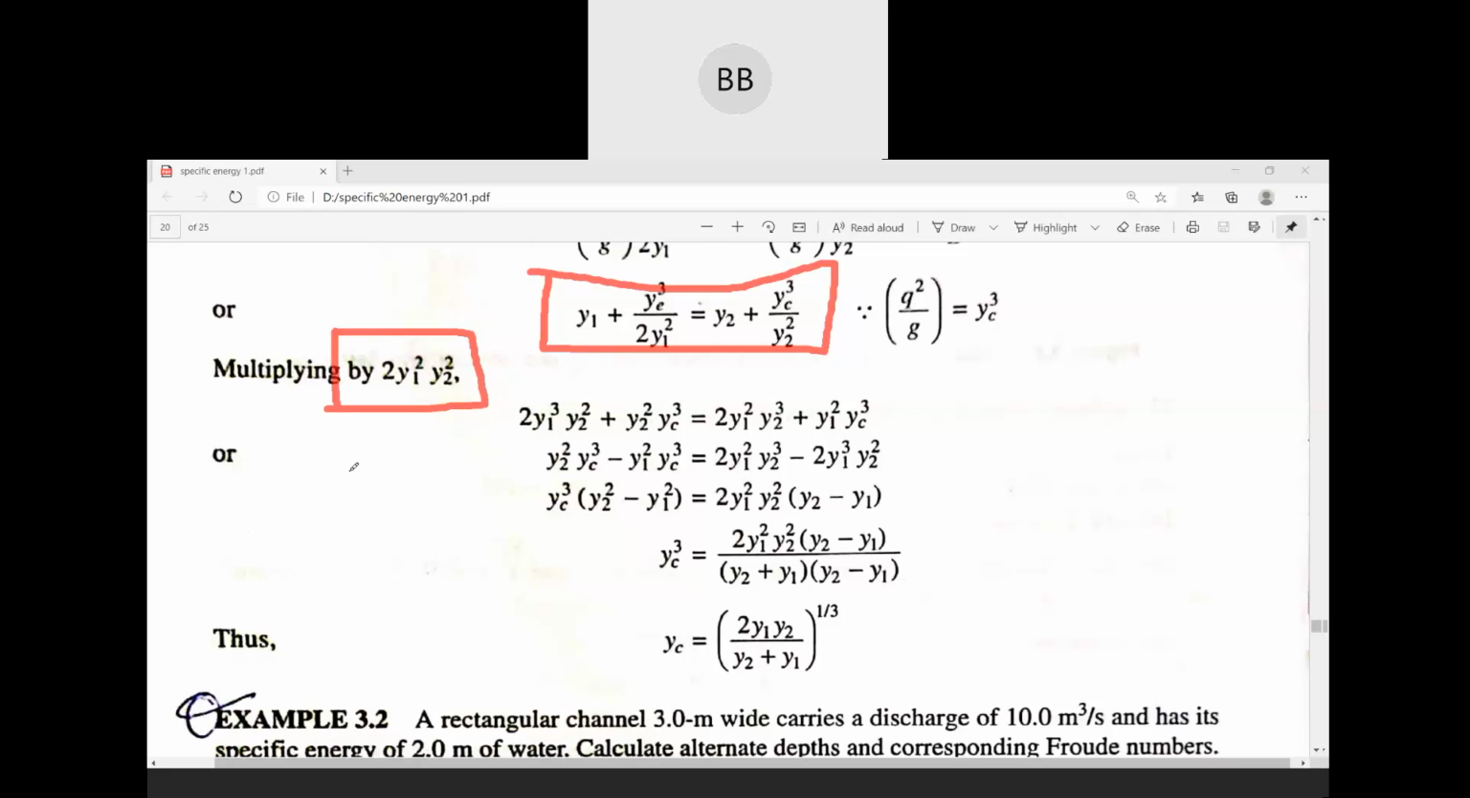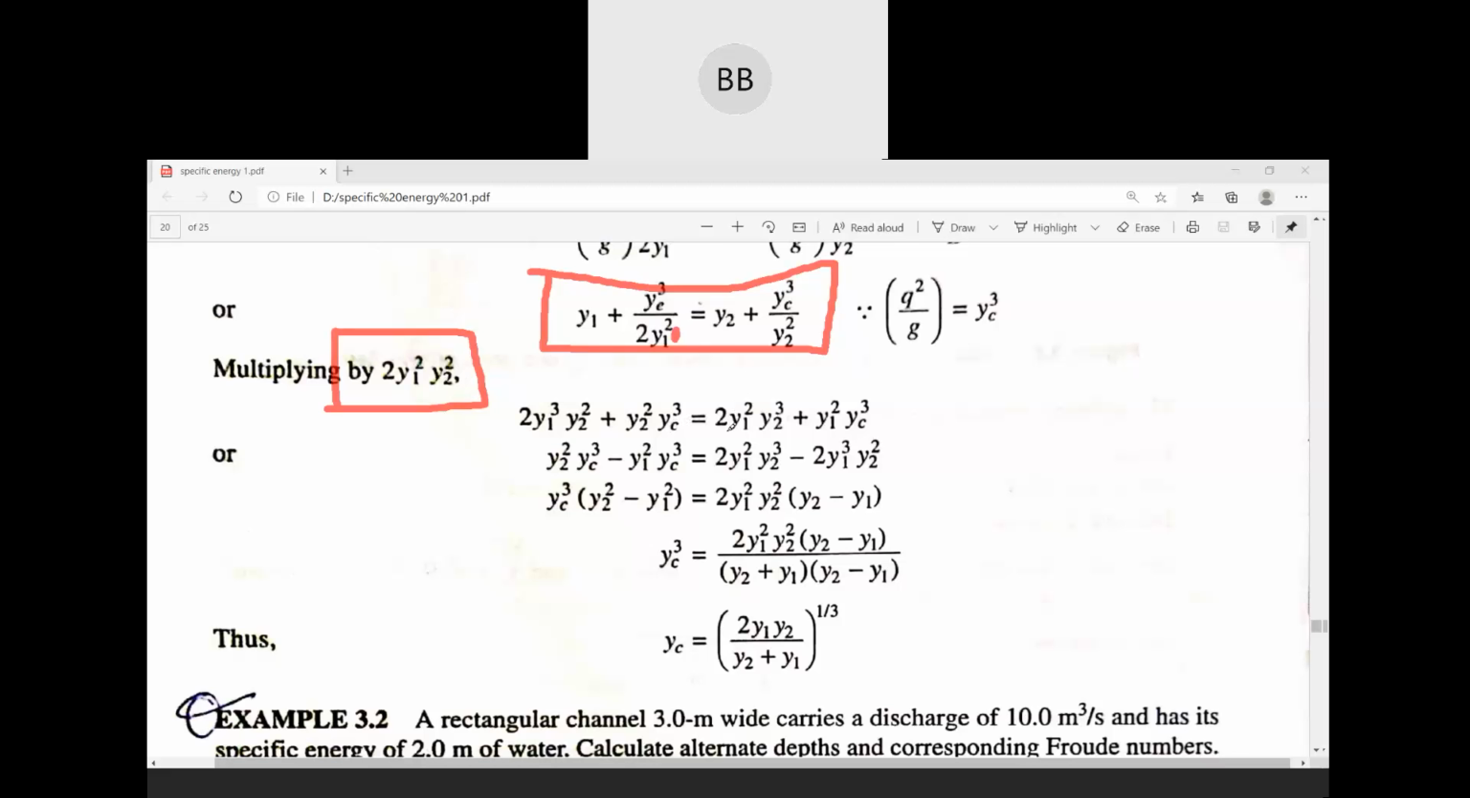Okay. So if you multiply here, multiplying with the first term, it will be y1 square, then we have again y1. So it will be twice y1 cube, y2 square. Plus, if you multiply it with this term, it will be twice y1 square, and here also we have twice y1 square, it will be cancelled out. So what will be left out? Y2 square and yc cube.